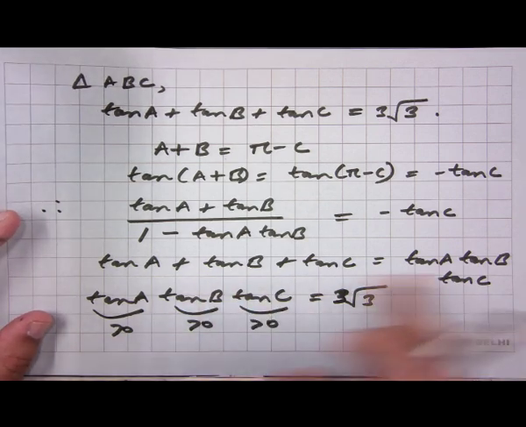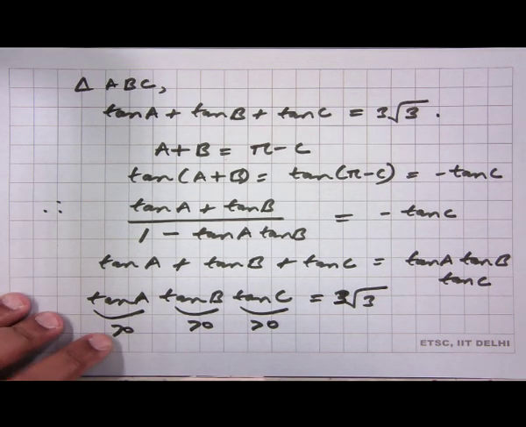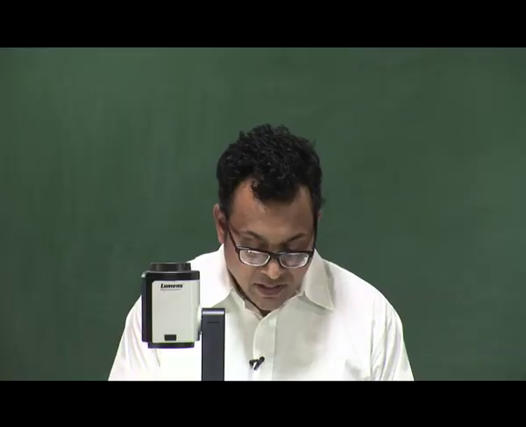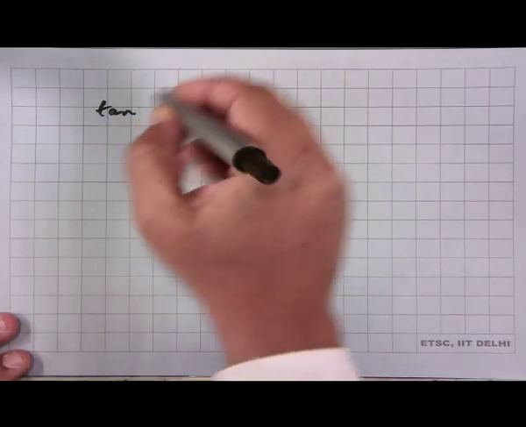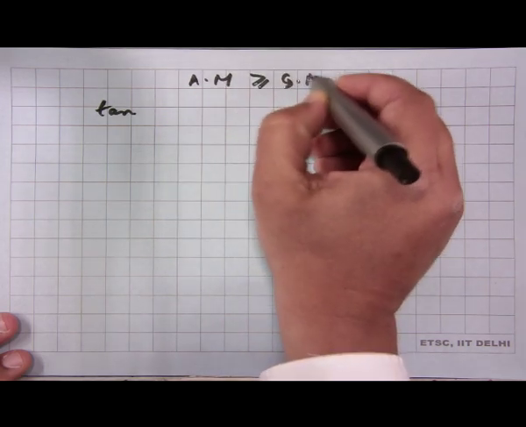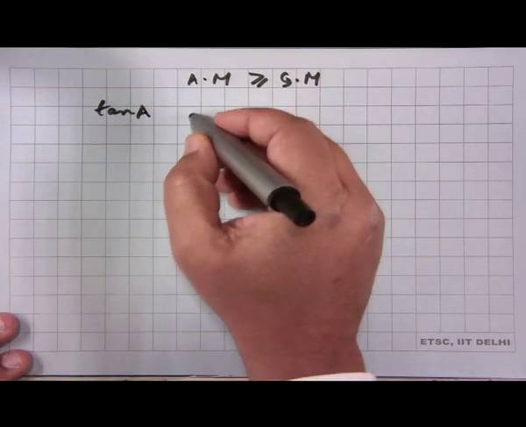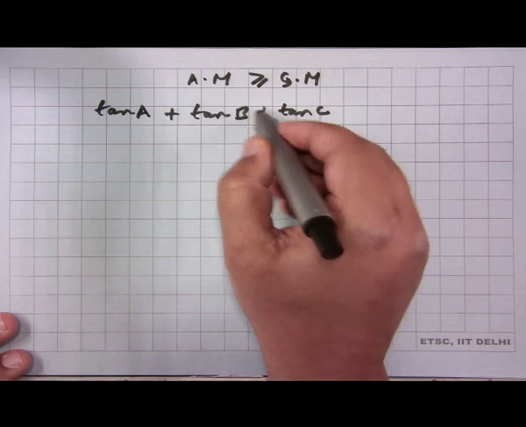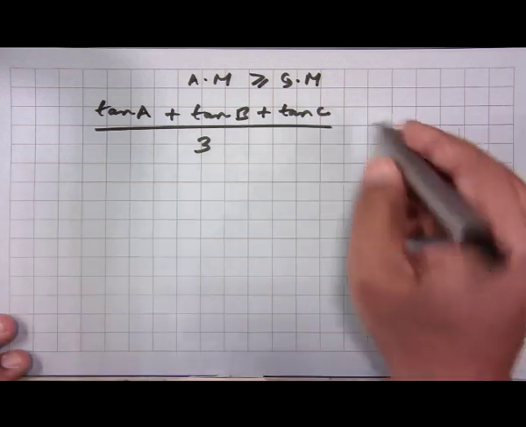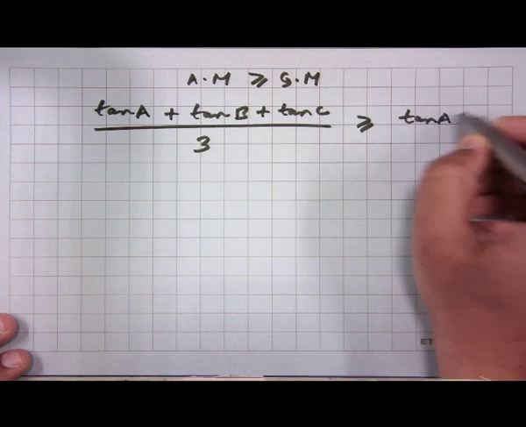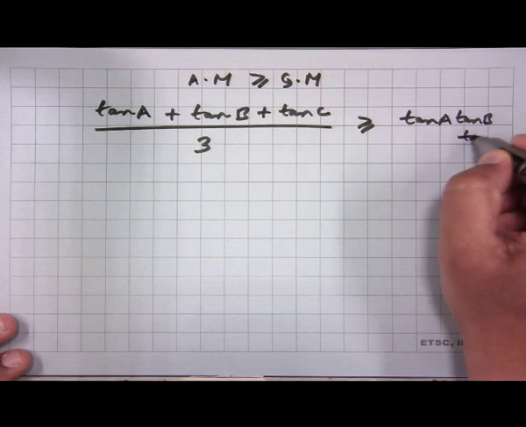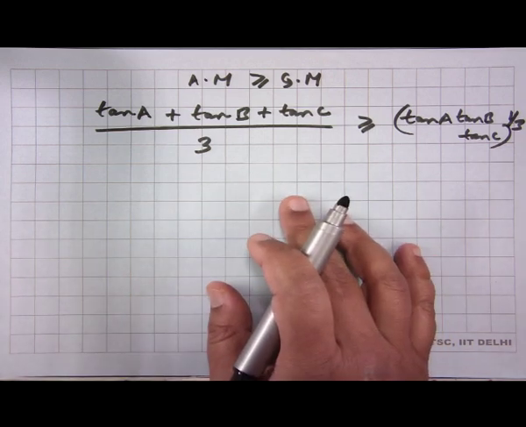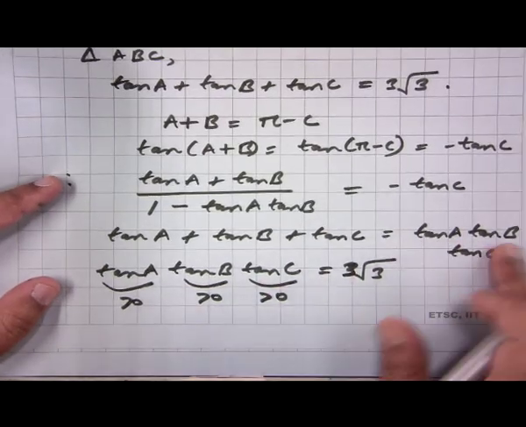And further, here if we see this equation, we have now shown that tan A, tan B and tan C are all positive, real valued. Now, from the arithmetic geometric mean inequality, we know that AM is greater than or equal to GM. So, let us consider these 3 numbers: tan A, tan B and tan C. Their arithmetic mean is this, and this has to be greater than or equal to the geometric mean. The geometric mean is the third root of their product, tan A into tan B into tan C.